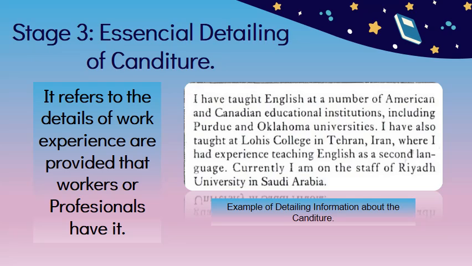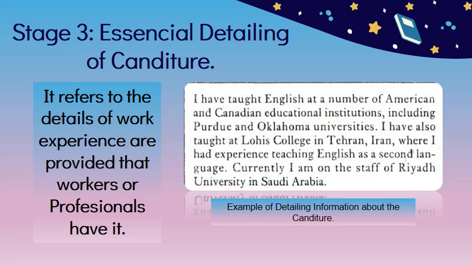So, okay, everybody. We have taken into account the two previous stages. So you have introduced yourself and your candidature that you want to apply, and you have your credentials. Right now, in stage number 3, you're going to be more specific. You're going to describe your job in more detail. This point refers to the details of your work experience, provided that you have it. For example, we have this example.